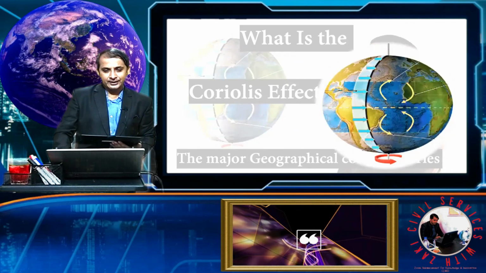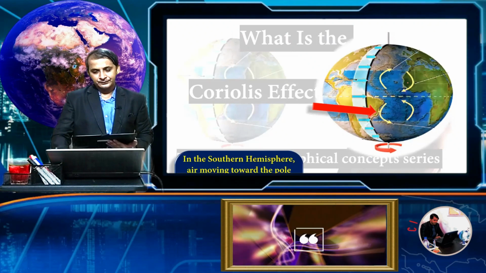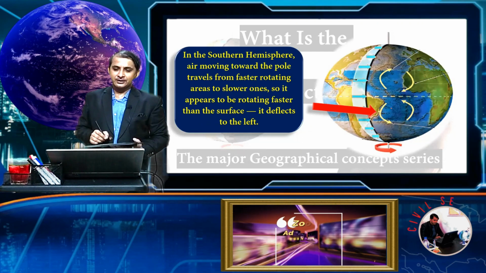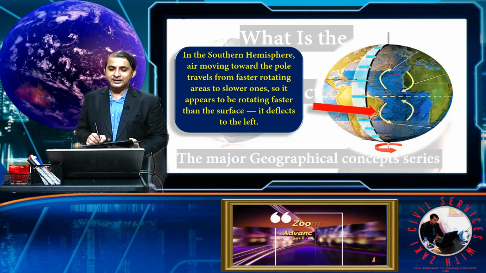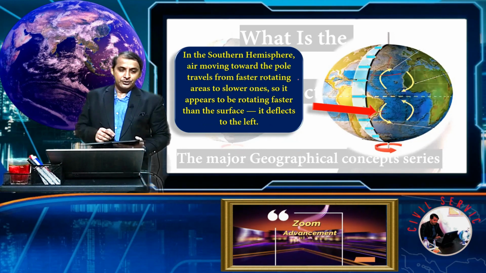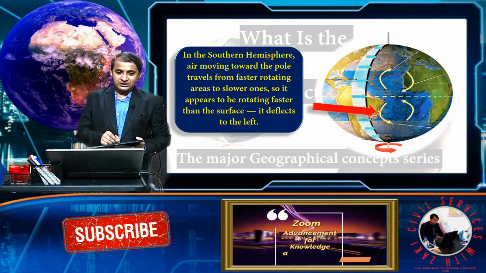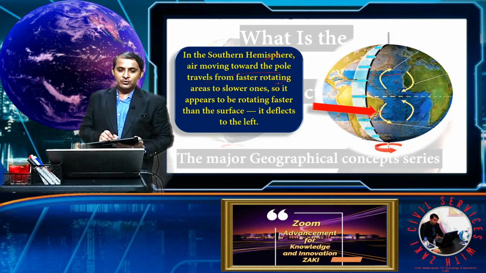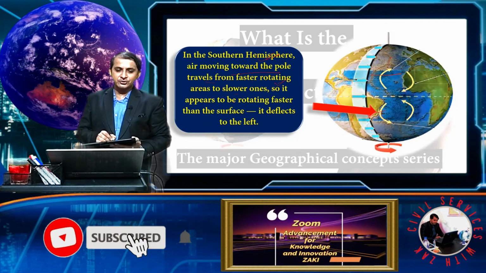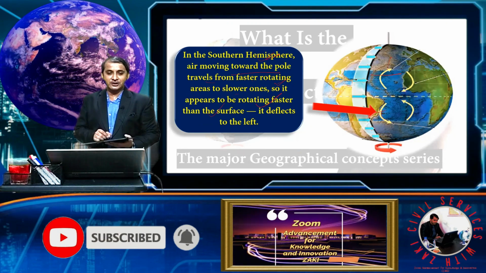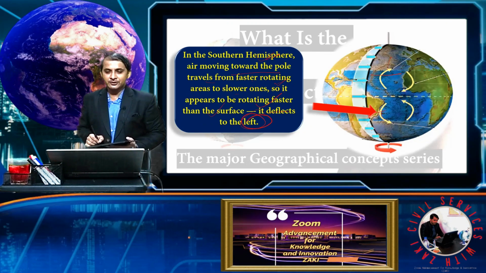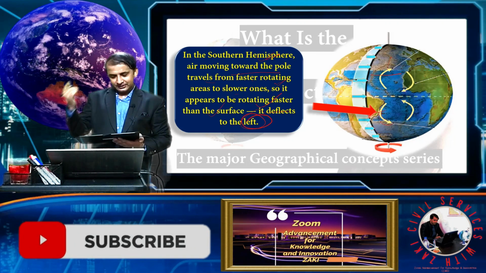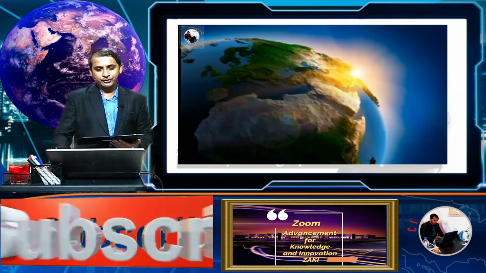The same pattern happens in the southern hemisphere, but here it is deflected to the left. In the southern hemisphere, air moves towards the pole, traveling from a faster rotating area to a slower one. So it appears to be rotating faster than the surface, so it deflects left. So it deflects left in the southern hemisphere and right in the northern hemisphere due to Coriolis force.